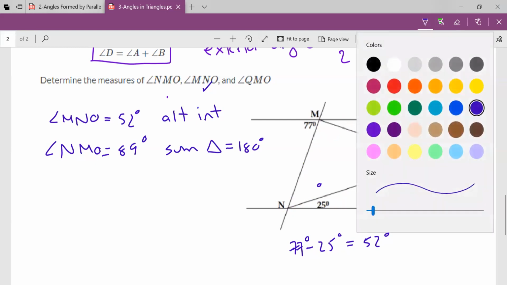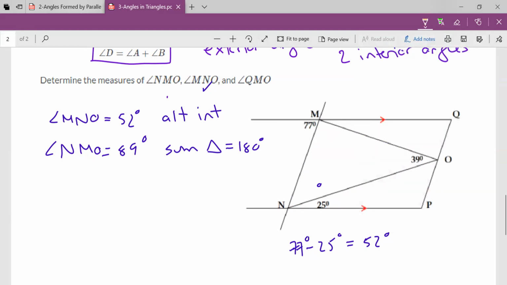Let's go back to this gold color. I kind of liked it. QMO. So QMO is this one right here. Okay, what do we know? Well, we know this one here is 89. So look at this. We just got to find this one here. Well, okay, this is a straight line, which means this angle and QMO have to add to 180. So this little itty bitty angle in here is going to be 180 minus 77 minus 89.